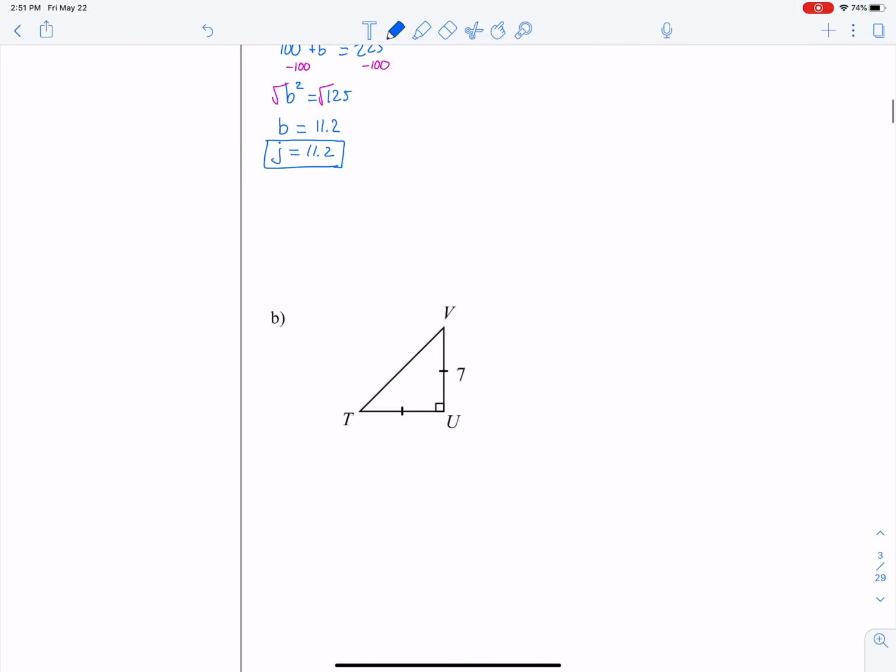So let's do one more example. We're going to start off here. We circle our side, draw an arrow, and call this our hypotenuse.